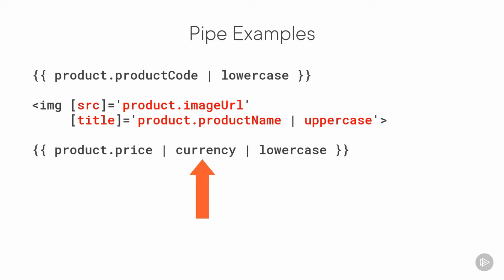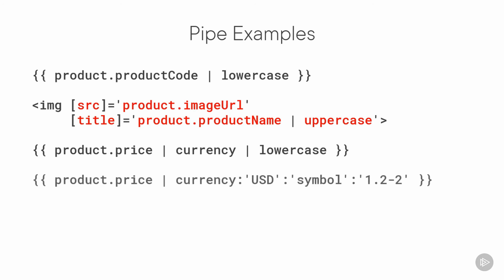By default, the currency pipe adds the all caps three-letter abbreviation of the local currency to the amount. If we want to display that abbreviation in lowercase, we can transform it again by simply adding another pipe.